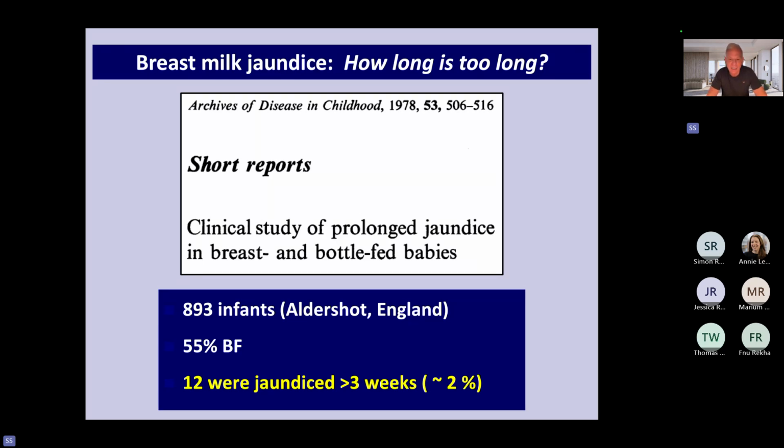Well, here's one of the first studies, if not the first study, of breast milk jaundice, 1978, if you can believe that. Almost 900 infants from the UK, 55% were breastfed, and 12 were jaundiced for longer than 3 weeks. That's 2%.